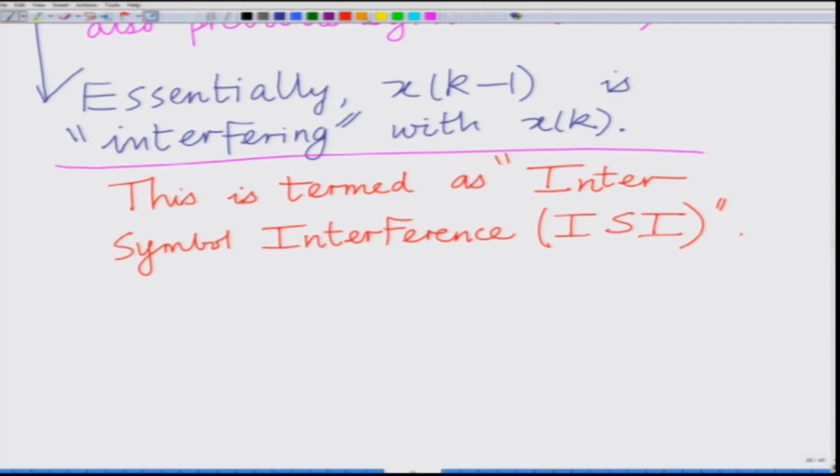This is termed as inter-symbol interference, and naturally this ISI leads to performance degradation, because xk minus 1 is interfering with xk. This leads to performance degradation at the receiver. So this is an undesirable effect. This ISI leads to performance degradation naturally and is undesirable.